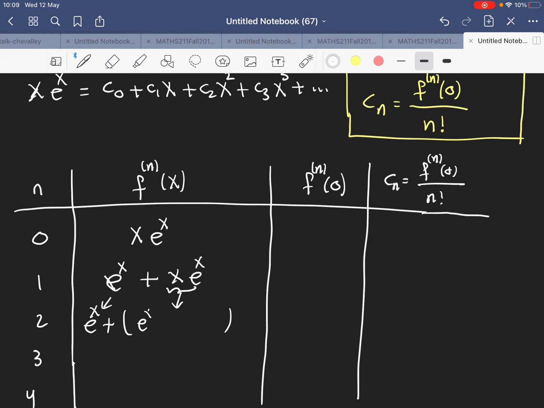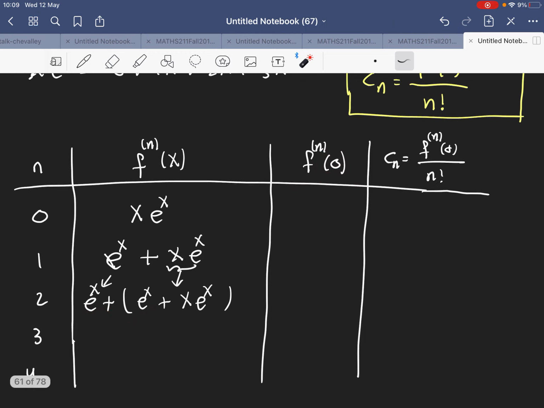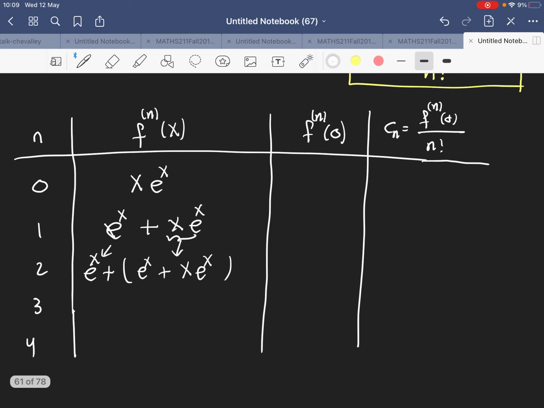Is again e^x plus xe^x. I don't recommend you do any simplification. I know you can add e^x and write it 2e^x, but you don't need this one because later you will substitute. So keep it as it is. Now take the derivative of each one of these.